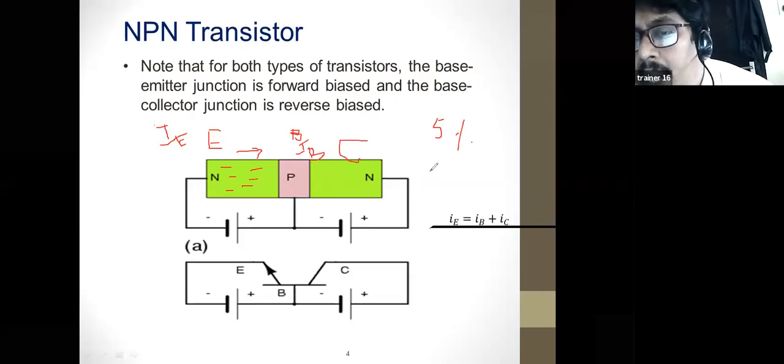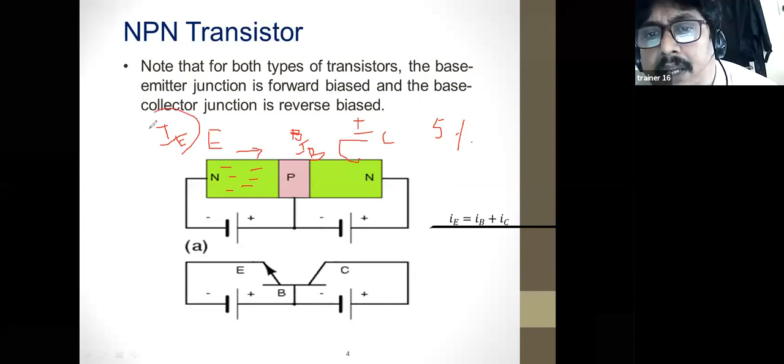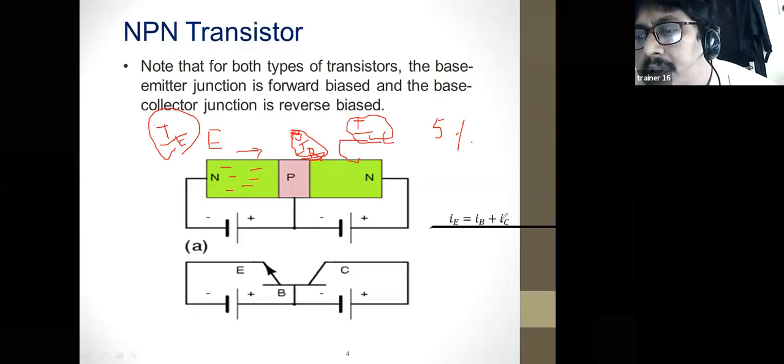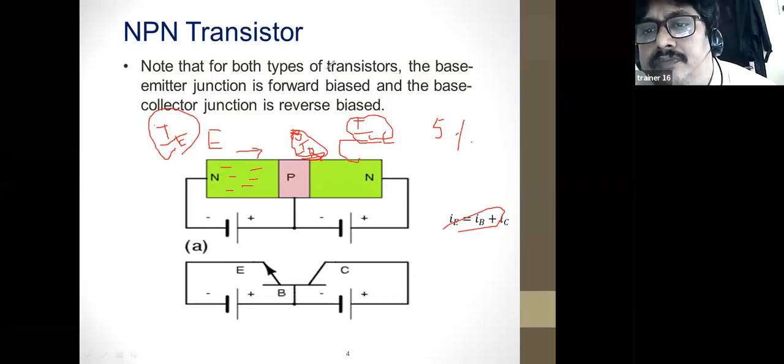The remaining 95% of electrons from the emitter cross towards the N-type. Here the collector collects the flow of electrons, forming the collector current. That means 95% of the emitter current is the collector current. So the emitter current is the sum of the base current and the collector current. If you see here, this is the emitter current.